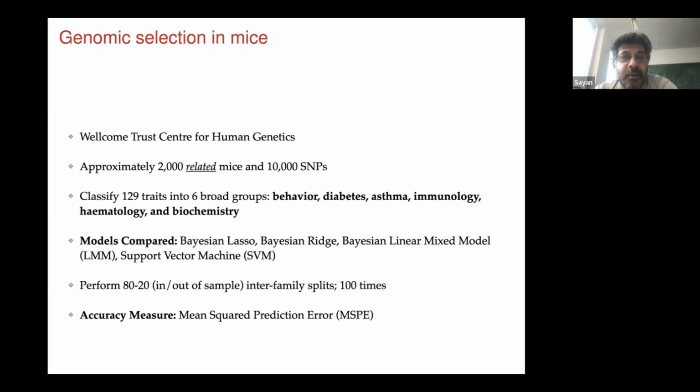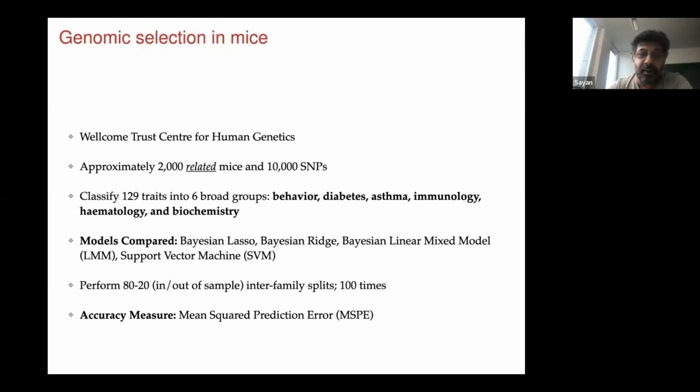So I want to show you some results on real data. The Wellcome Trust data for human genetics also has mouse data. And this was from a while ago, so they didn't have a huge number of SNPs. They only had 10,000 and they had 129 traits. You can break that into behavior, diabetes, asthma, immunology, hematology, biochemistry.